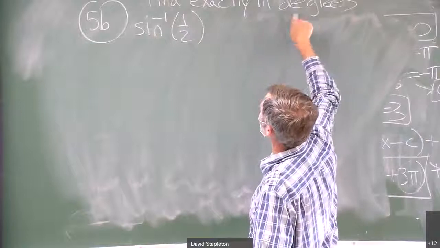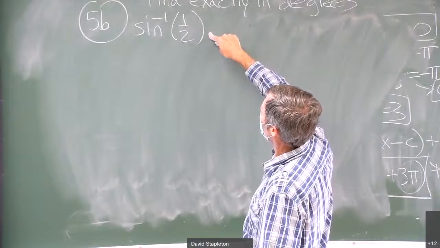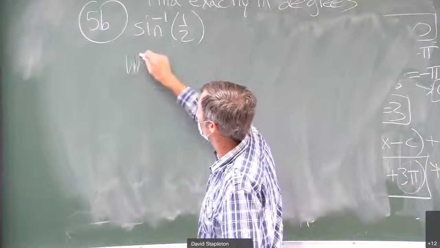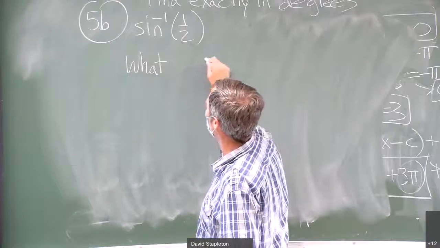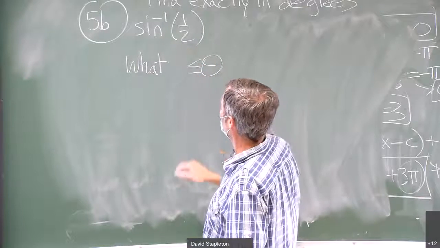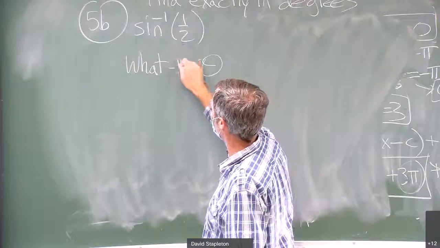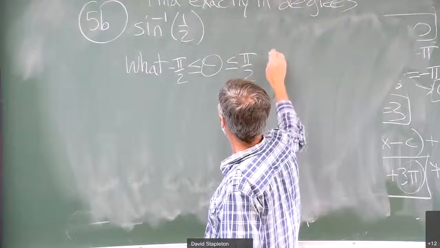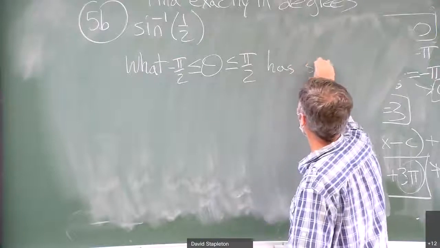Find exactly in degrees the arc sine of 1/2. Remember what you do when you want to evaluate an inverse trig function? You ask yourself what angle has that sine? What theta within the range of the arc sine? The arc sine always gives you a number between minus pi over 2 and pi over 2. We said that's the piece of the sine function you flipped. Has this sine, and that'll be the answer.